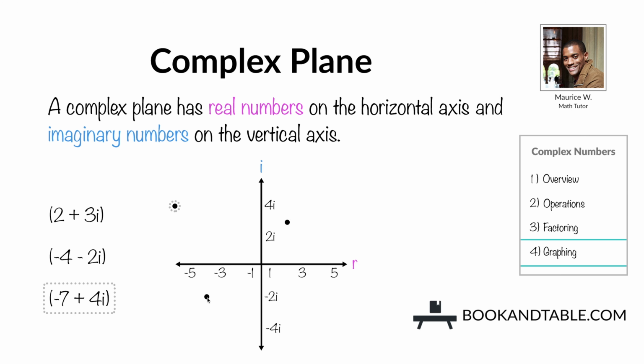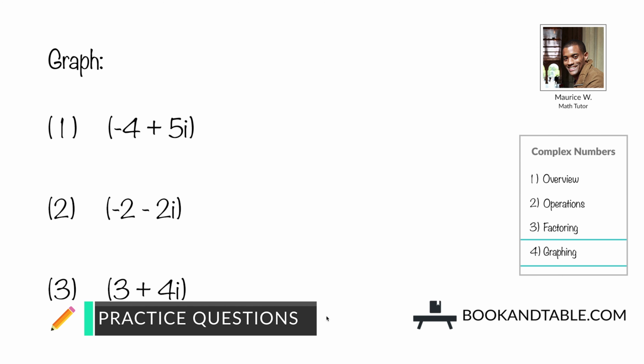And one more example, negative 7 plus 4i. You go to negative 7 along the real axis, and then you go up to positive 4 along the imaginary axis. And this point here would represent the complex number, negative 7 plus 4i. So now that you have an understanding of how to graph a complex number onto a complex plane, let's have you try a few practice questions.